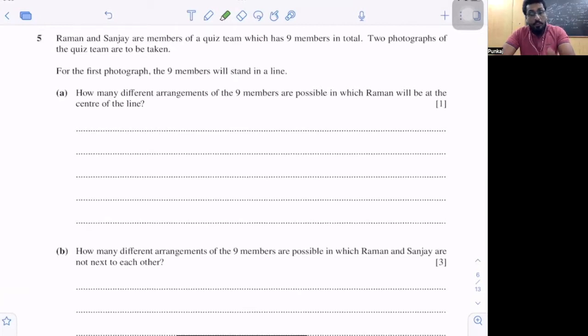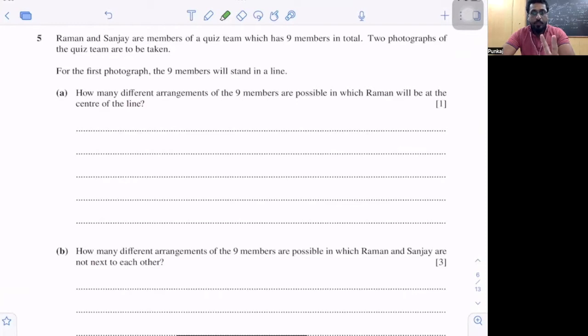So 9 members in total means Raman and Sanjay are part of that 9-membered team. Okay, so that's inclusion. Raman and Sanjay are included in those 9 members. It's not 9 plus Raman and Sanjay. It's total 9. 2 photographs of the quiz team are to be taken.